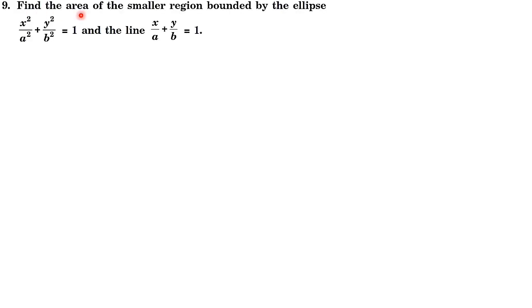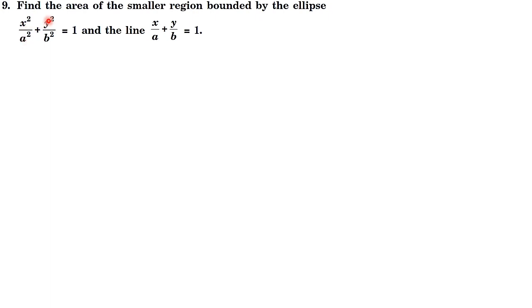The question is, find the area of the smaller region bounded by the ellipse x square by a square plus y square by b square equal to 1 and the line x by a plus y by b is equal to 1. So this is somewhat similar to the previous question. We have done that previous question also the same way, but here the general form is mentioned. There is a difference.